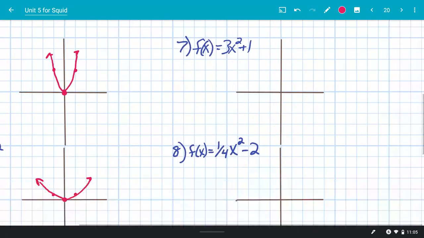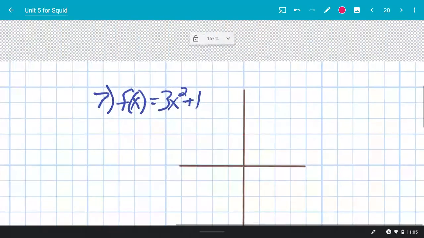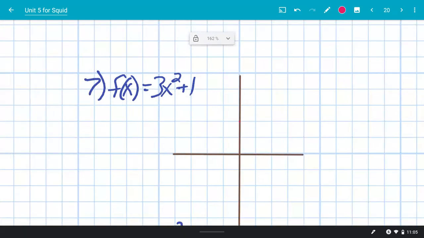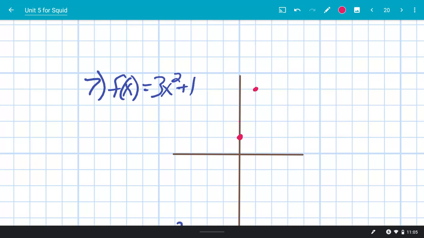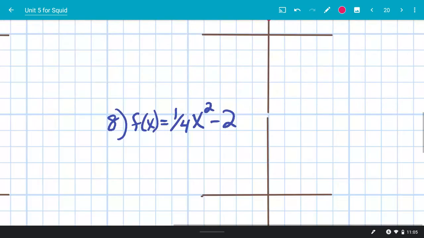Let's try number 7. My constant or y-intercept is 1. No junk, therefore it's also my vertex. Leading coefficient is 3, so I'm going to go up 3, 1, 2, 3, over 1. Up 3, over 1. Look how tall and skinny this parabola is. Remember, the larger your number gets, greater than 1, the more skinny your parabola will be.